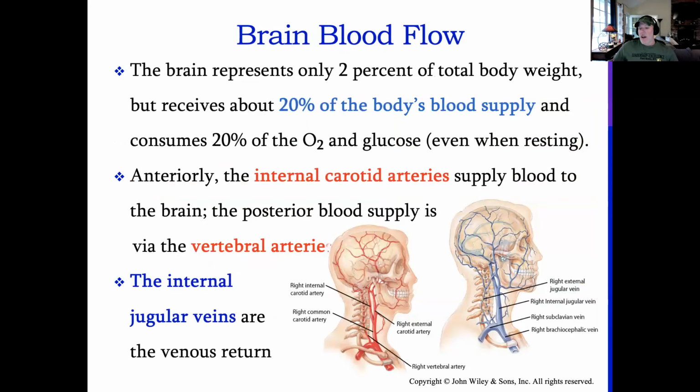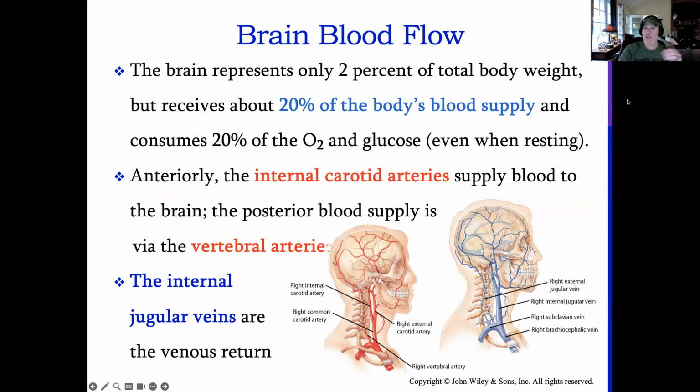The brain itself obviously doesn't make up a huge portion of our body mass, but because of the amount of ATP that gets used by the nervous system, the brain is going to take up a huge portion of our nutrient intake. All right.